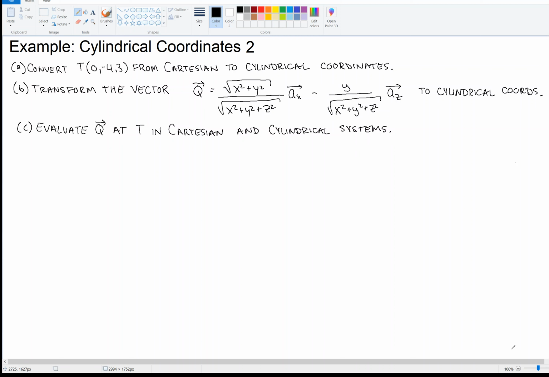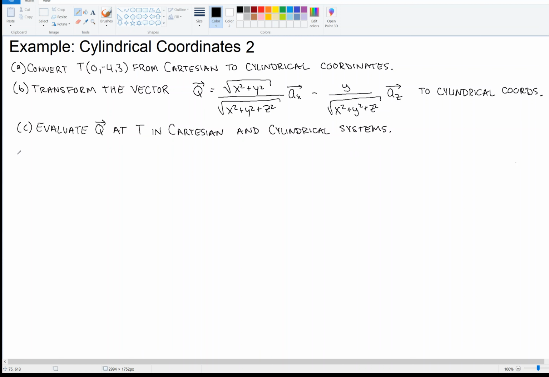Let's look at another cylindrical coordinates example. So part A is to convert a point 0, -4, 3 from Cartesian to cylindrical coordinates. Part B, we're going to transform this vector field, which has an x component and a z component, to cylindrical coordinates. And then finally part C, we are going to evaluate the vector field at that point in space. We're going to do that in Cartesian and cylindrical systems.